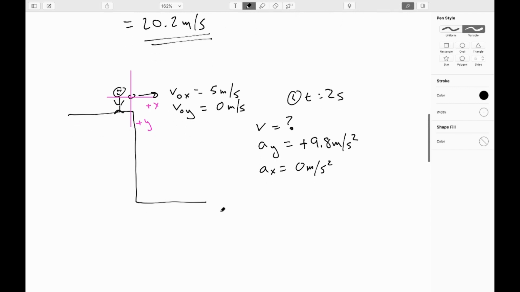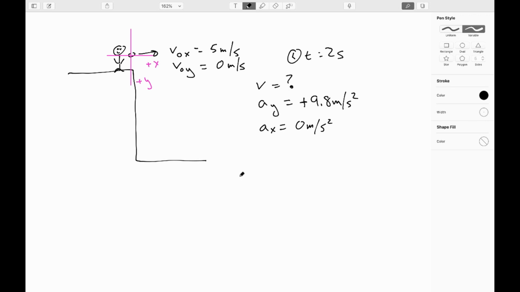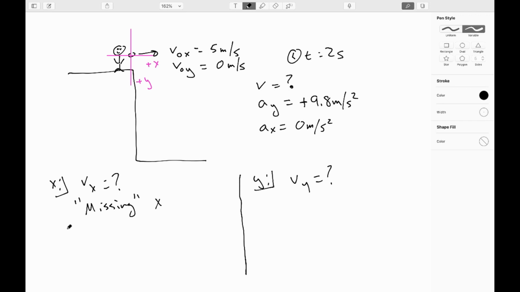All right, so for solving the problem, you would be doing it exactly the same way. You would demarcate out the land of x and the land of y. And again, we realize that here I need to know what v x is, here I need to know what v y is. Again, we would be using the missing x equation, so we'll have that v x equals v initial x plus a x t. a x is 0, so this is still 5 meters per second.